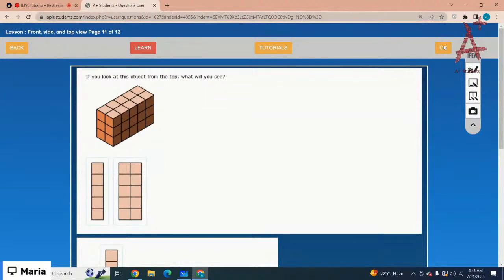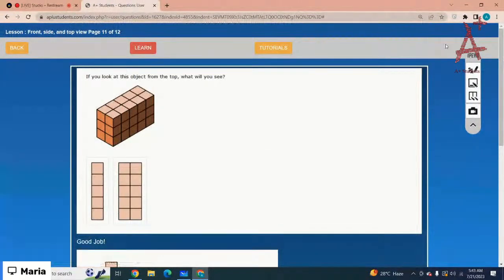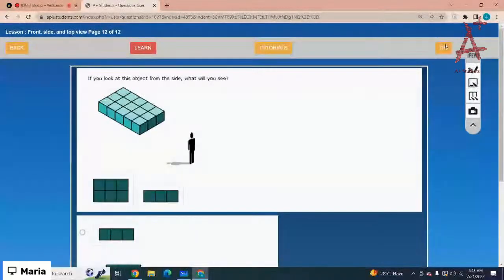If you look at the object from the top, what will you see? If you look from the top, you can see this side. That would be the second option. If you look at this object from the side, what will you see? When you look from this side, you will see this one. So the correct option is option number 1.